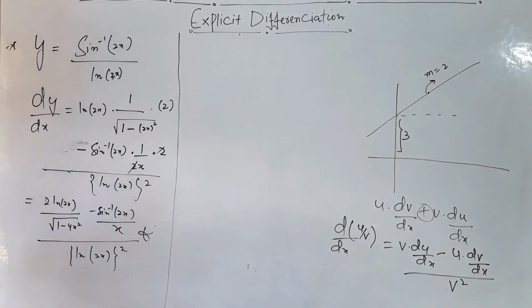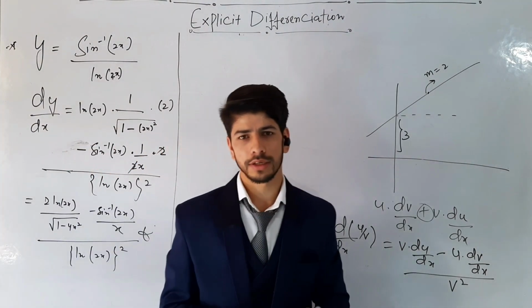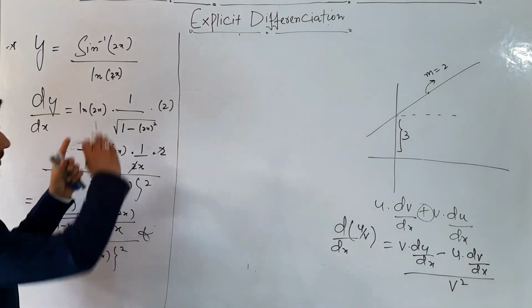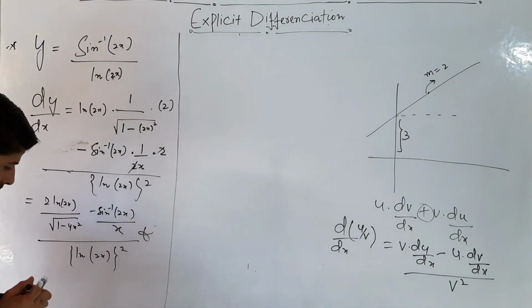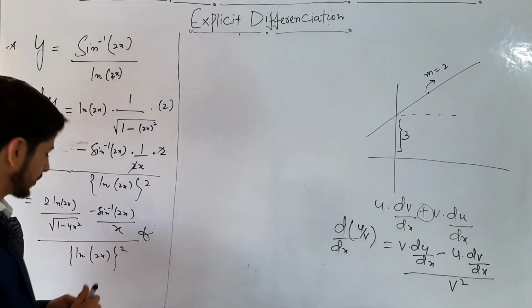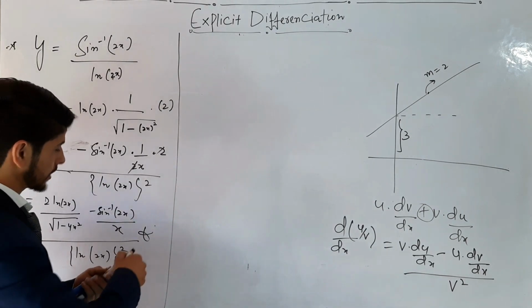I hope you understand this. Very easy. You are able to find the derivative of such complex functions by using some chain rule here in explicit differentiation, or in explicit functions. Another example we will take here is that example.